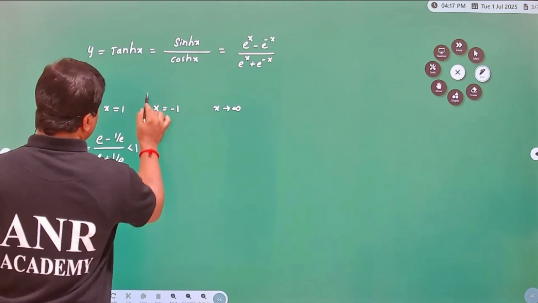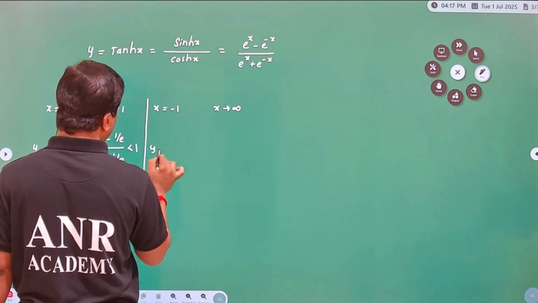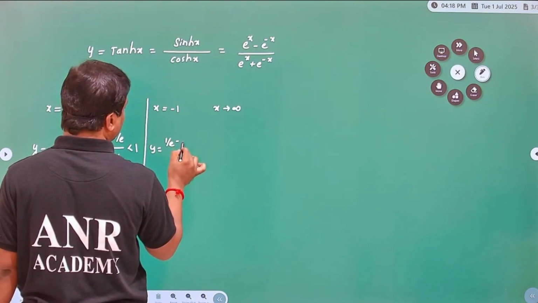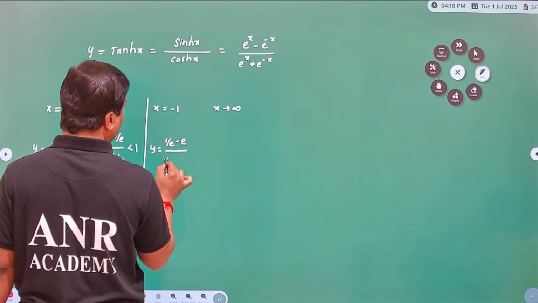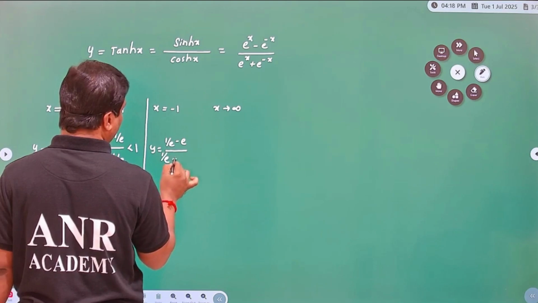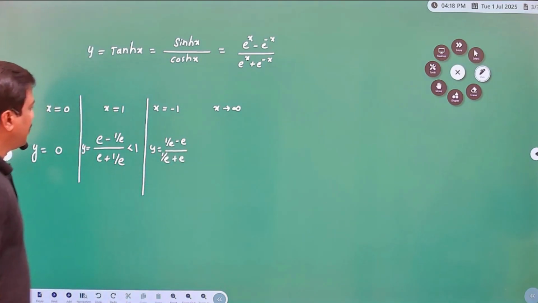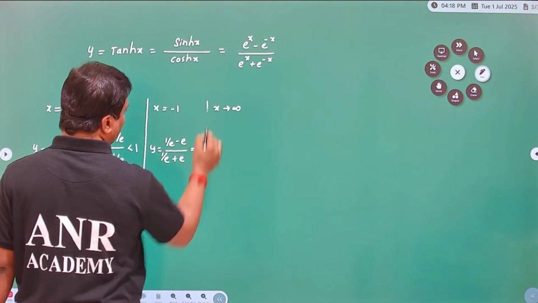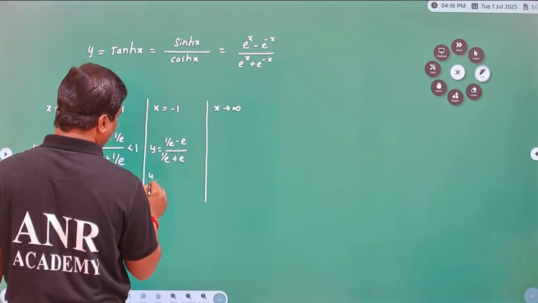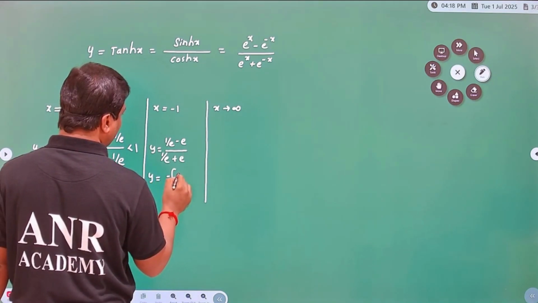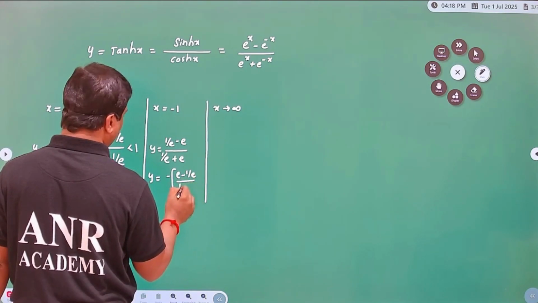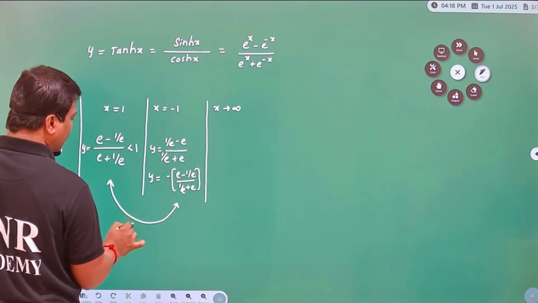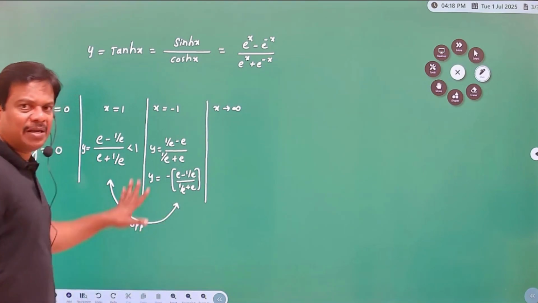Next, when you write x value minus 1, it is e power minus 1, 1 by e, minus e, divided by 1 by e plus e. Here, if you take the negative sign common, the value of y becomes minus of e minus 1 by e divided by 1 by e plus e. These two are of opposite sign. Same quantity but opposite in sign.